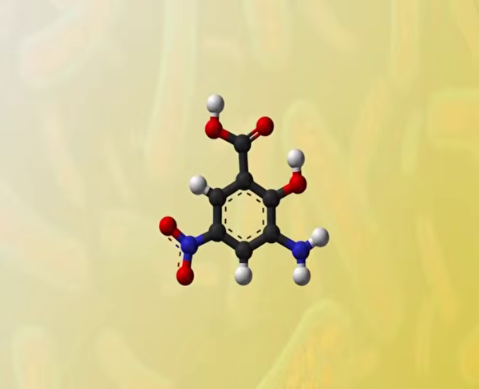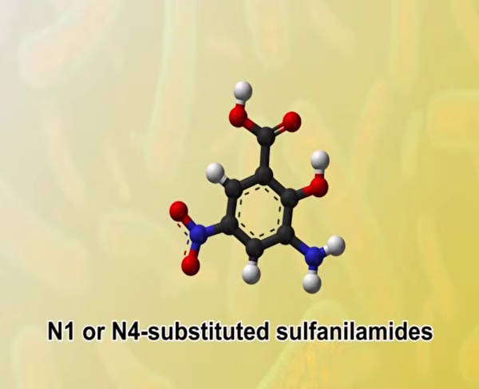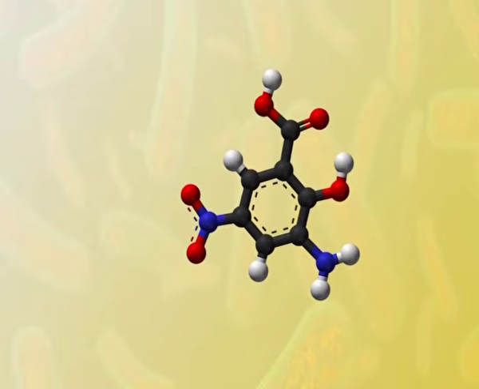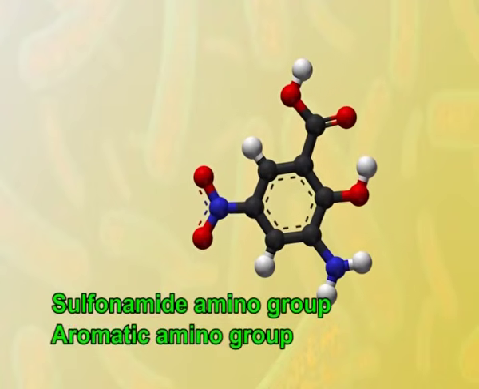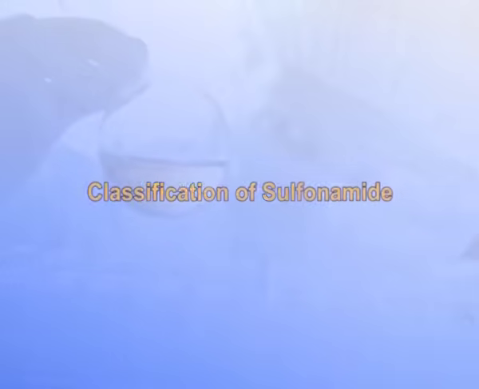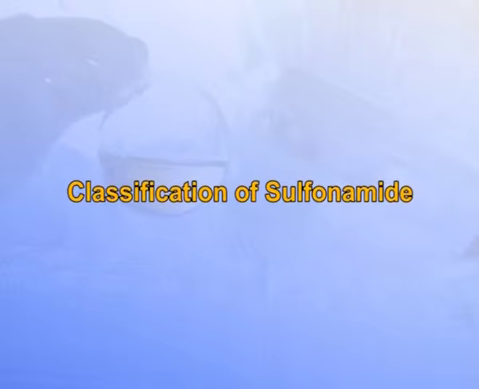Specific compounds are described as N1 or N4 substituted sulfanilamides depending on whether the substitution is on the sulfonamide amino group or on the aromatic amino group respectively. Most of the sulfonamides used currently are N1 derivatives and not N4 derivatives. Classification of sulfonamides is based on many types. So we will see this classification one by one.